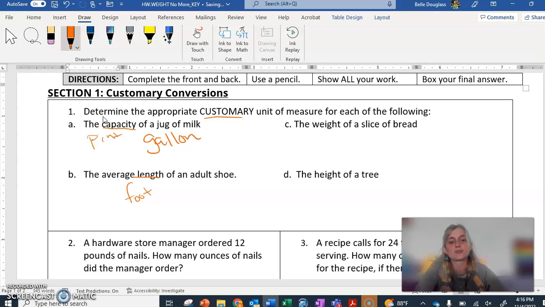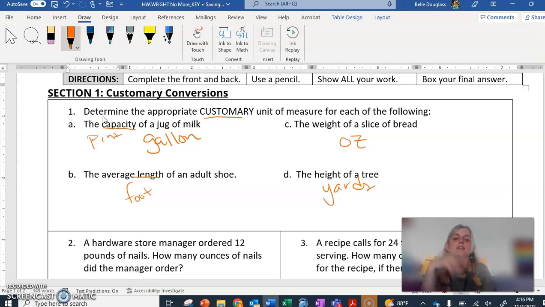The weight of a slice of bread, is that a ton? I don't think it's 2,000 pounds. I don't think a slice of bread is even a pound. So this one would probably be measured in ounces. And the height of a tree, probably not inches. Probably not even feet. Not miles either. I'd pick yards.